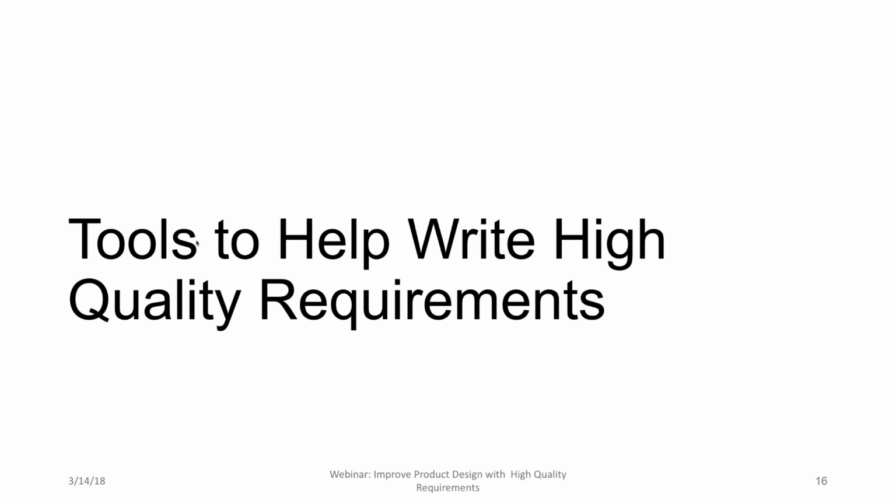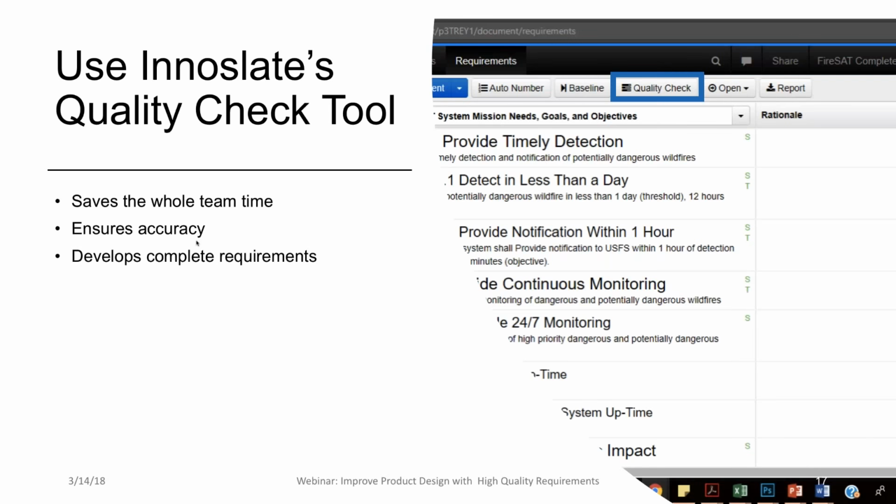Okay, so let's talk about tools to help you write high quality requirements. One of the things InnoSlate was designed to do is quality check your requirements for you. There's actually a natural language processing algorithm that goes through and reads the description field for the requirement and helps you understand it. This saves a tremendous amount of time and energy in making sure you have good quality requirements. It also helps you increase accuracy and gets you developing complete requirements.